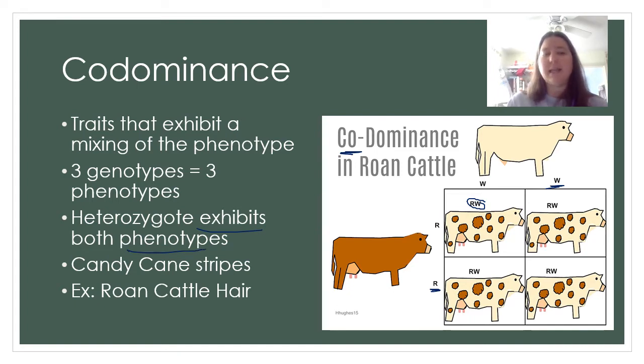I like to think of this like candy cane stripes. On a candy cane, you see stripes. You don't have red candy canes, white candy canes, and pink candy canes. I mean, they've created all sorts of different color flavors with candy canes, some of them pretty gross, but in a normal candy cane you're not seeing that. You're seeing a candy cane that has red and white stripes on it. Cattle and horsehair and some chicken feathers can be an example of codominance because we're seeing both of those colors at the same time.